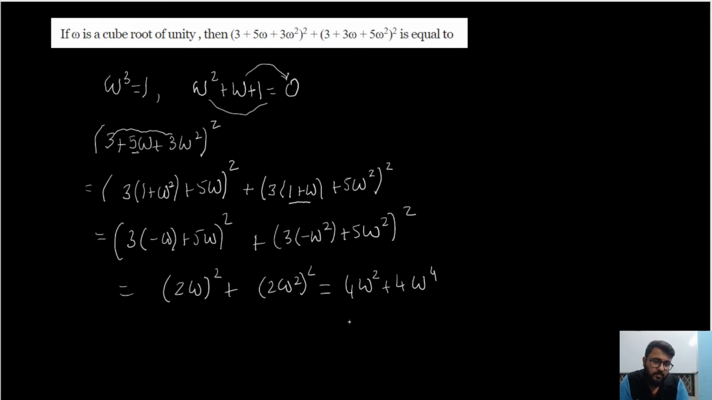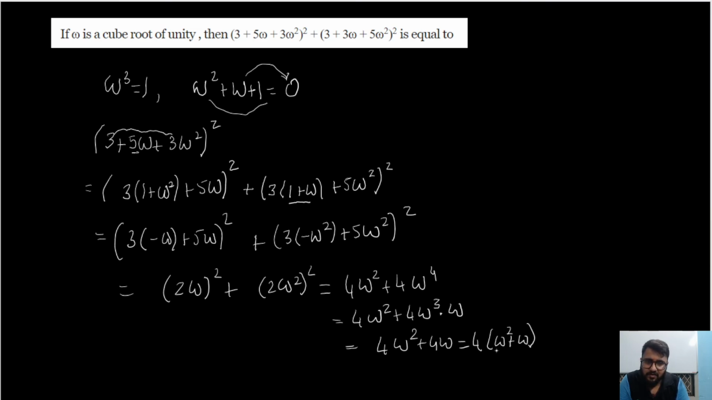And 4 omega power 4 can be written as 4 omega square plus 4 omega cube into omega, right? And why do we do that? Because we know omega cube is 1. So any power of omega that's greater than 3, you can just reduce it to a power of either 0, 1 or 2. So this becomes omega. So you have 4 omega square plus 4 omega. When you take the 4 out common here, you have omega square plus omega.